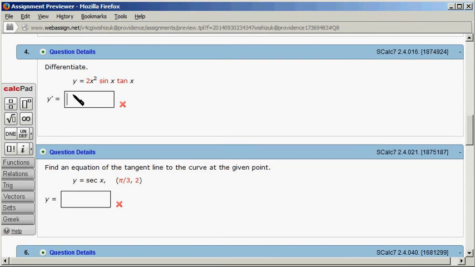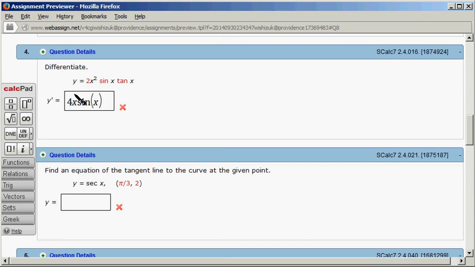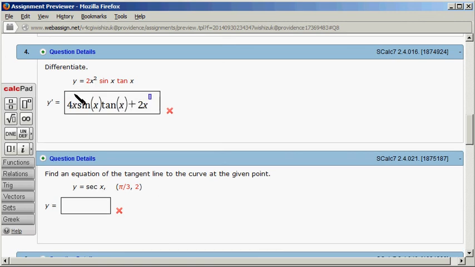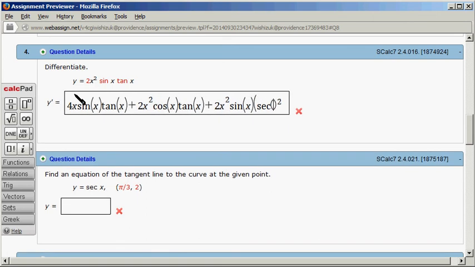So what we found was 4x sine of x times tangent of x, plus 2x squared cosine of x tangent of x, plus 2x squared sine of x and the secant squared of x. So I'm going to put the square here, and I'm going to put the secant of x.